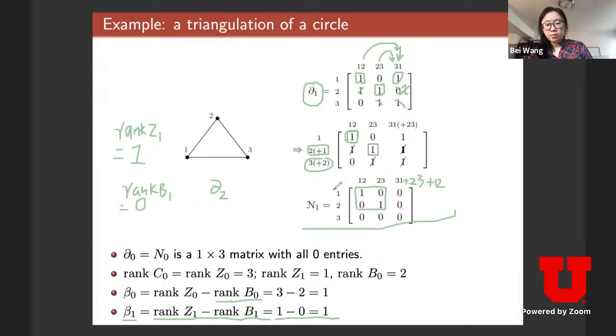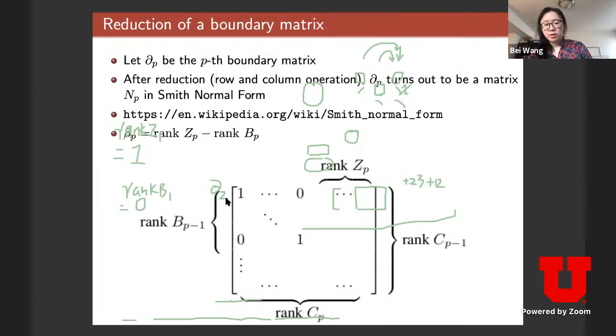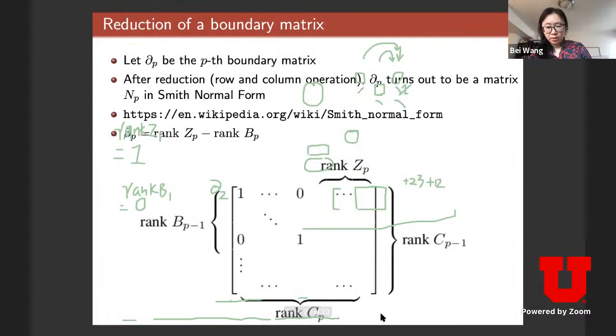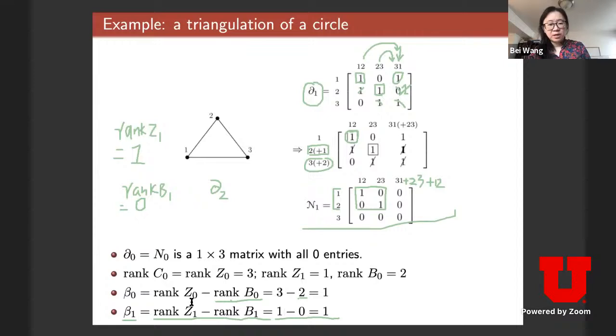If you go back to the previous slides, the rank of B0 is the number of non-zero rows. So in this case, the rank of B0 is equal to 2. Okay, so we get that. This is 2. And then how do we get the rank of Z0? Again, what is the rank of Z0? In order to get it, I need to go back to the zero dimensional boundary matrix.